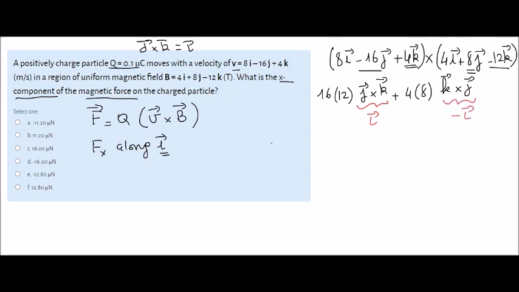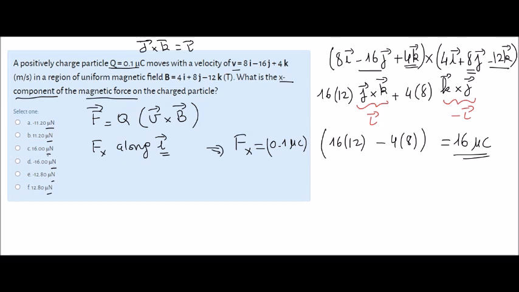Now, what is the Fx? The charge, 0.1 microcoulomb. Let's keep it like that, because you will see here the forces are in micronewton. So let's use this micro. Times 16 times 12, positive, the x direction. This is a negative x direction, so minus 4 times 8. Good. When you do that, what will you obtain? 16 microcoulomb plus 16. That's the right answer.